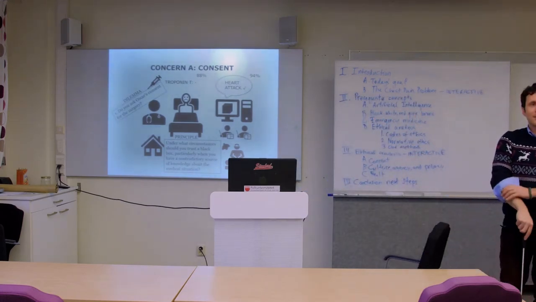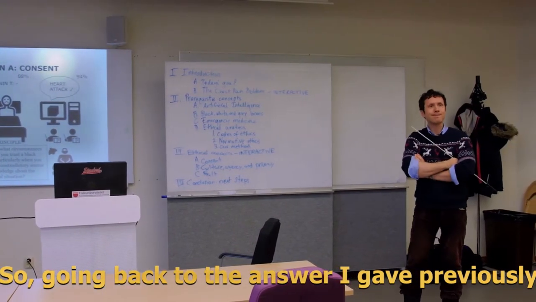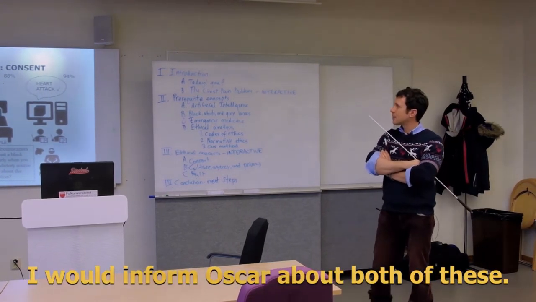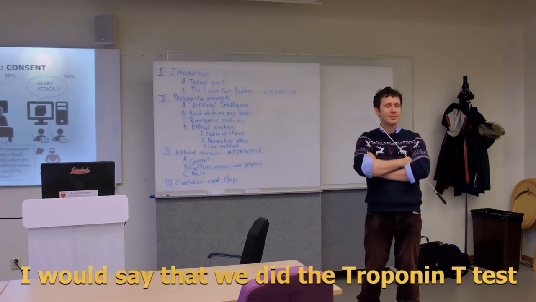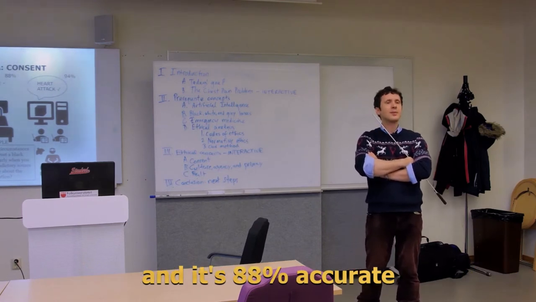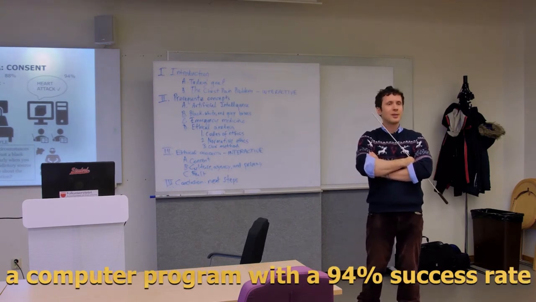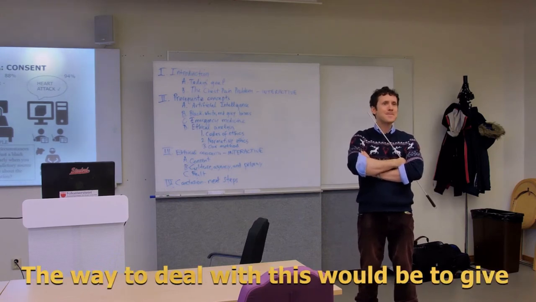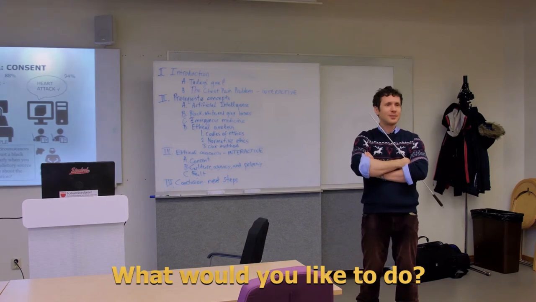Thoughts? Yeah. So, going back to the answer I gave previously, yes, I would inform Oscar about both of these. I would say that we did the troponin T test, and it's 88% accurate, and it said no. We ran it through a computer program with a 94% success rate, and it said yes. The way to deal with this would be to give you a surgery, and it has this percent of failure. What would you like to do?